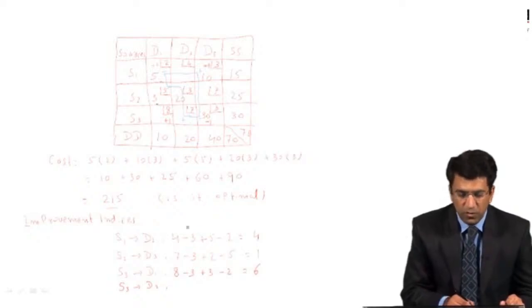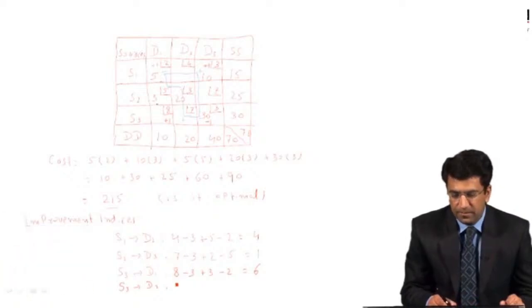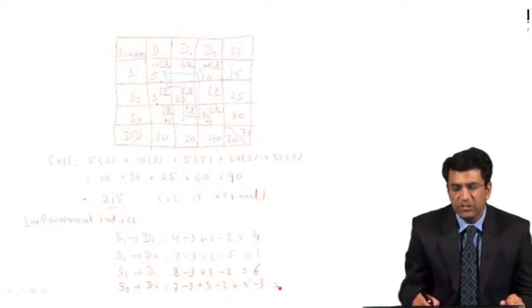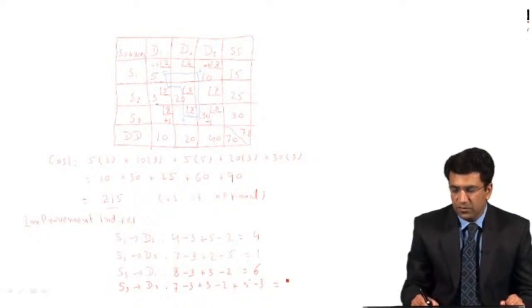So if we incorporate this loop, its value will become 7 minus 3 plus 3 minus 2 plus 5 minus 3. So this is the loop for this particular cell. 7 plus 3, 10 plus 5, 15, minus 3, 12, minus 2, 10, minus 3, 7. So this will be the final quantity of improvement index for the cell S3 to D2.